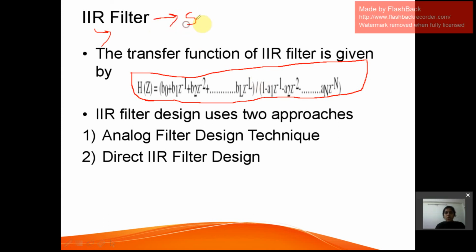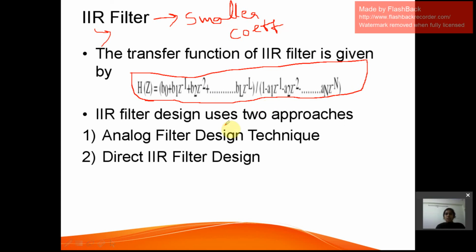Because of the smaller number of coefficients, the computation time is less and the speed is more. Because of that, there will be no limitation in the bandwidth and sampling rate also. That's why, as the name itself says, it is an infinite impulse response.